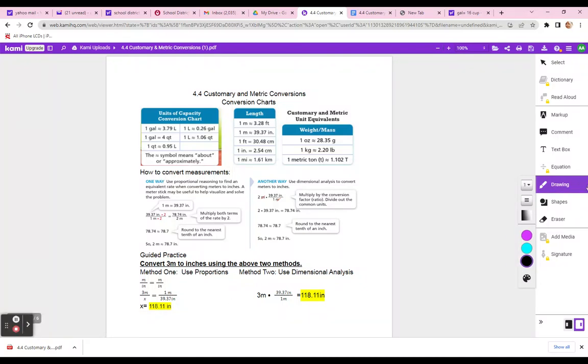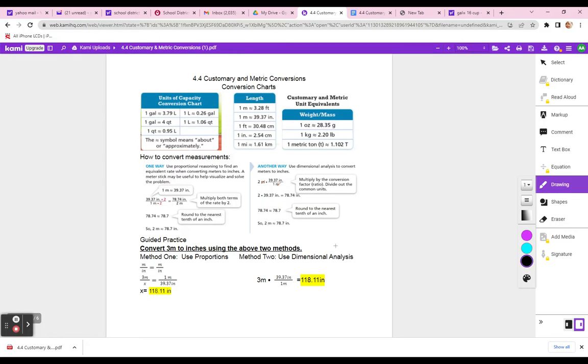Hi everyone. In this lesson, we're going to learn how to convert between customary units, between metric units, and between both. And I do have a list of conversion factors here that you will need to be very familiar with, and some you'll have to memorize. There's two ways we can do our conversions.